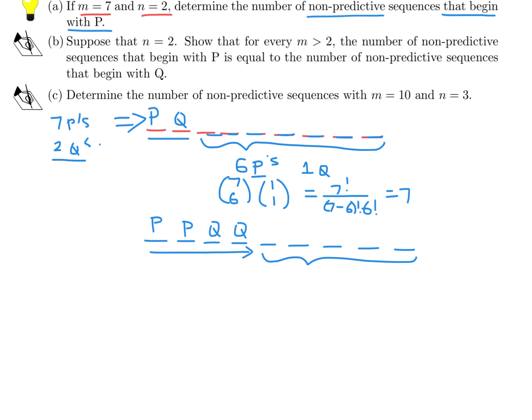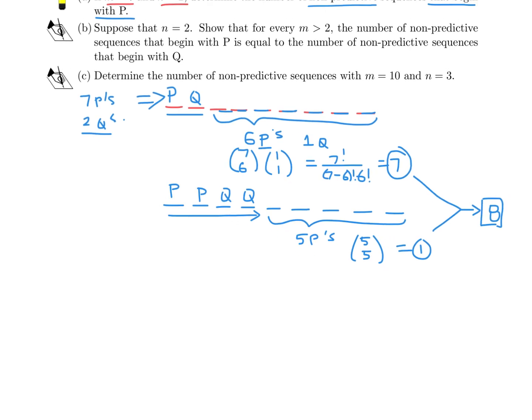We used up our 2 Q's and 2 P's, so we have 5 P's left. There's only one way to put all those 5 P's there: from 5, choose 5, and that's only one. There were 7 ways of making the other form. So when you add those up, we have 8 in total that match the criteria for part A of this question.